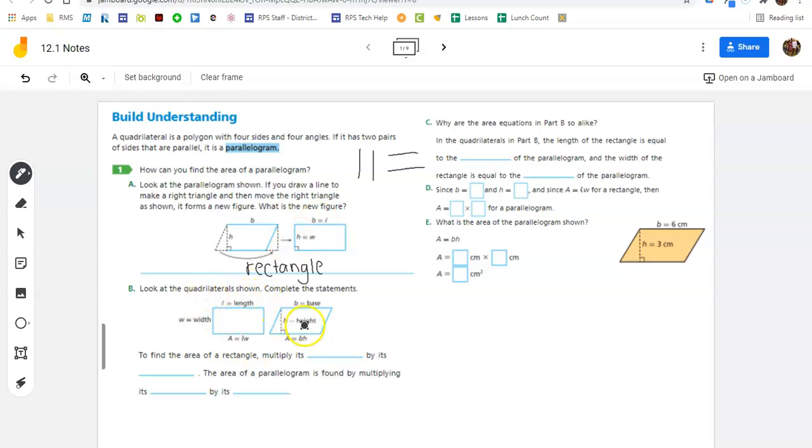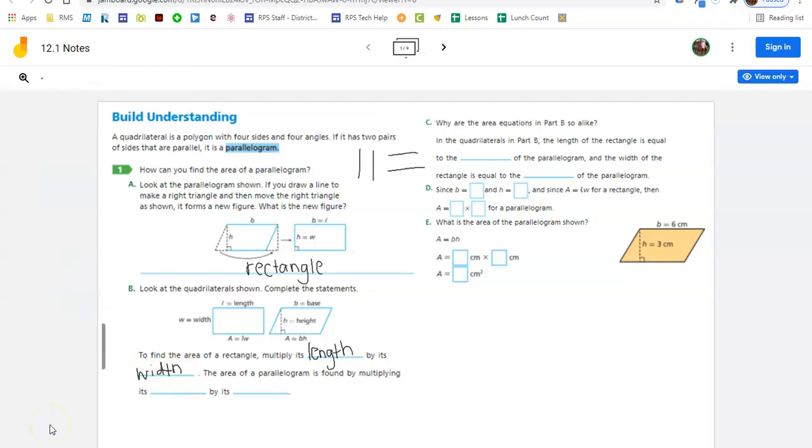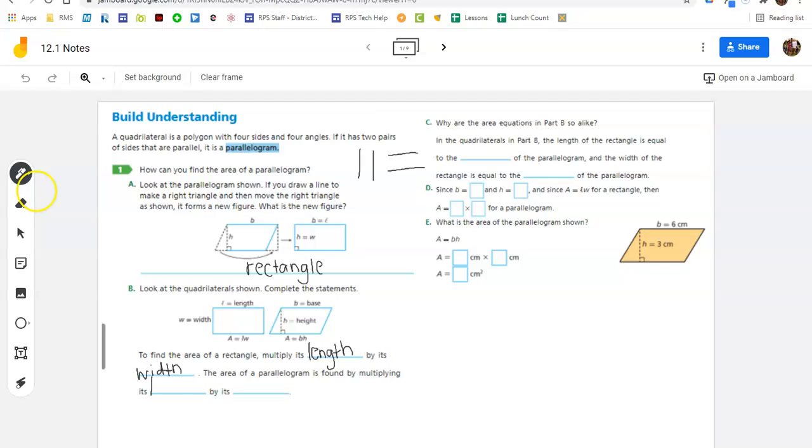Very similar concept. You're taking the two numbers and you're multiplying them together. So here's our shapes here. To find the area of a rectangle, we're going to multiply its length by its width. The area of a parallelogram is found by multiplying its base by its height.